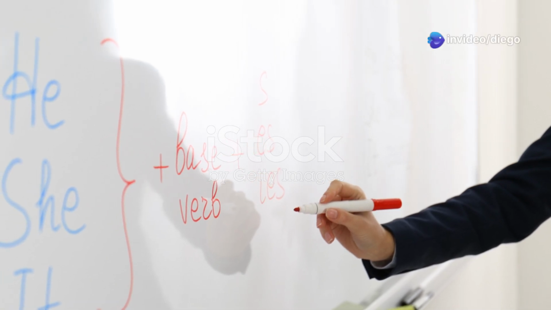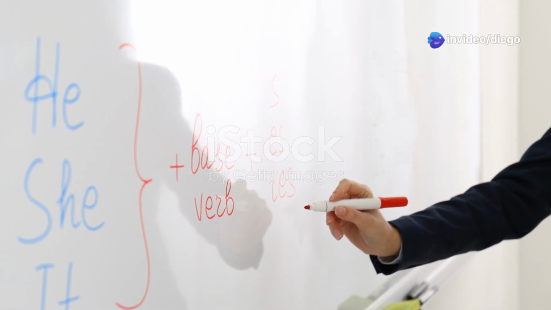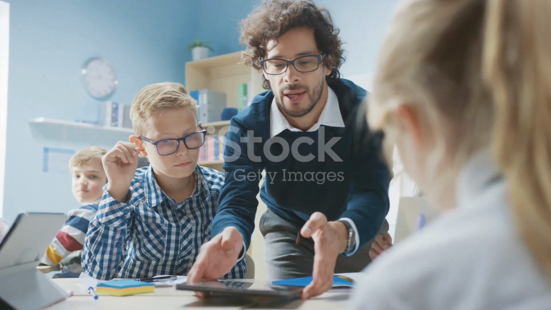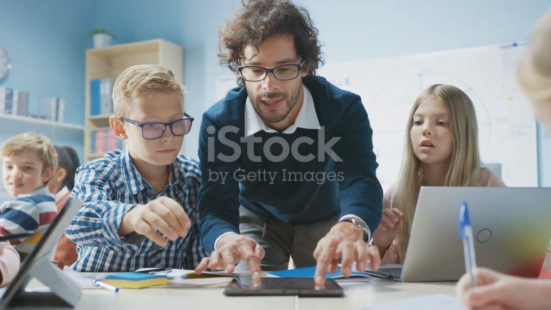Alright, let's recap. Reviewing these points will help solidify your understanding. Second conditional is for hypothetical situations. These are scenarios that are imagined or unlikely to happen. The structure is if plus past simple and would plus base form of the verb. This structure is essential for forming correct sentences.